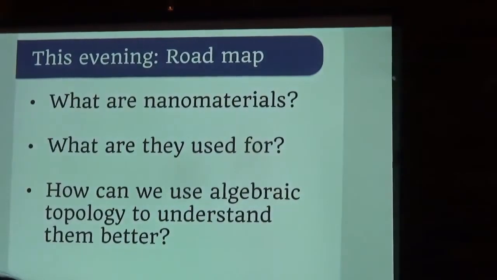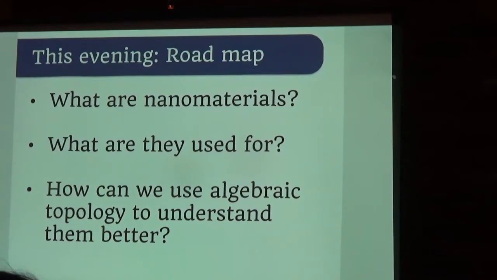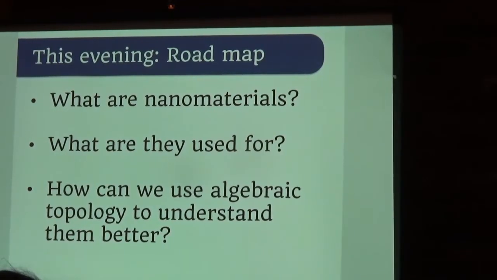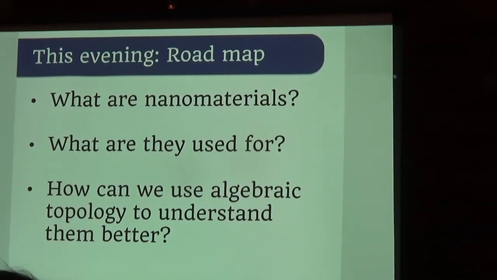This evening, I'm going to say a little bit about what nanomaterials are. They're a chemical and physical thing, so I'm not going to spend too much time on the intricate definitions according to physics and biology. I'm going to talk more about the mathematical implications of what these things actually have to be. I'm going to say what they're used for and why they're useful, and then exactly how we can use algebraic topology to decipher them and understand them a little bit better.